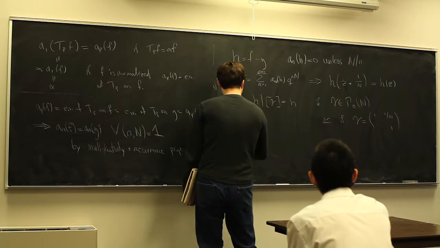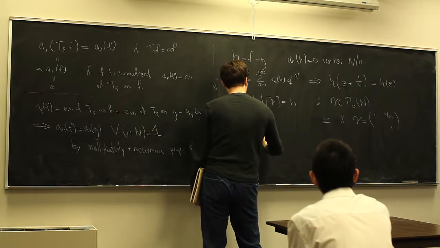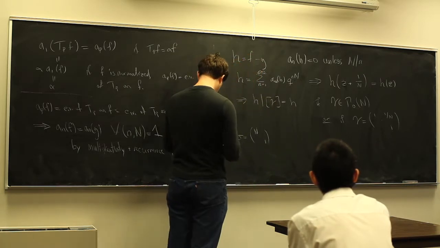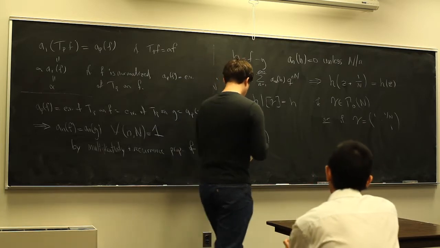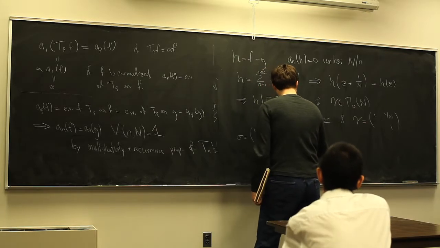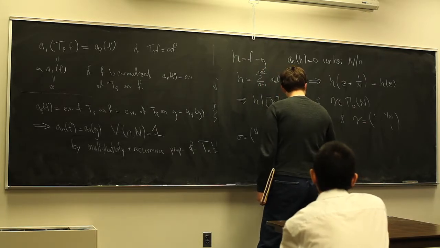Okay, so let sigma be the matrix (N 0; 0 1). Make sure I have this right. And define h prime to be h slashed with sigma inverse.